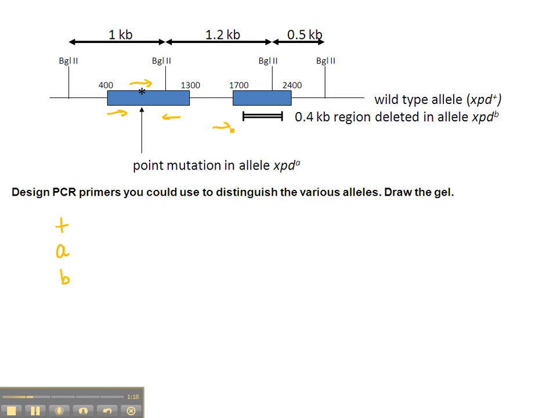So if we design our primers, forward primer and reverse primer, around the region where the deletion is, we'll be able to get different length fragments for the wild type and the B allele. The length of the fragment for wild type is going to cover this entire region, including the primers, because the primers become part of your final product. So suppose that that is 0.9 kb. Then the wild type fragment will be 0.9 kb, and the deletion fragment would be 0.9 minus 0.4, in other words, 0.5 kb.